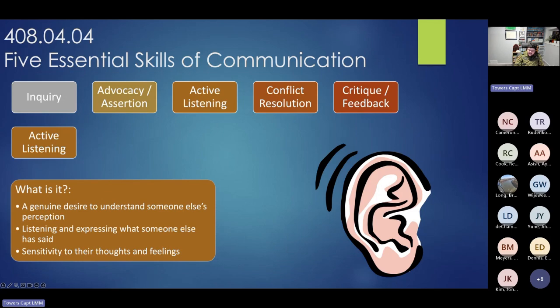So active listening means that you show the other person that you have understood the communication. You're not making assumptions. You're being sensitive to their thoughts and feelings. Effective listeners must listen for any of those feelings in the communication process.